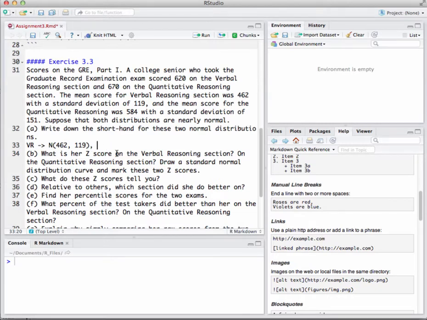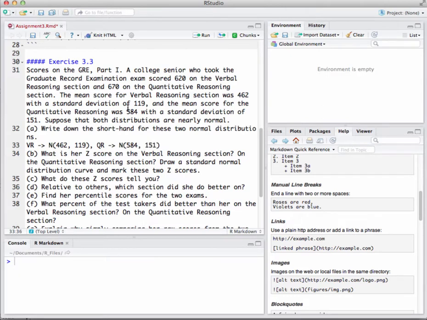All right, so back here, what else do we got? We got QR for quantitative reasoning. And the quantitative reasoning, that again was a normal distribution, but this time the mean score was 584, and the SD was 151.